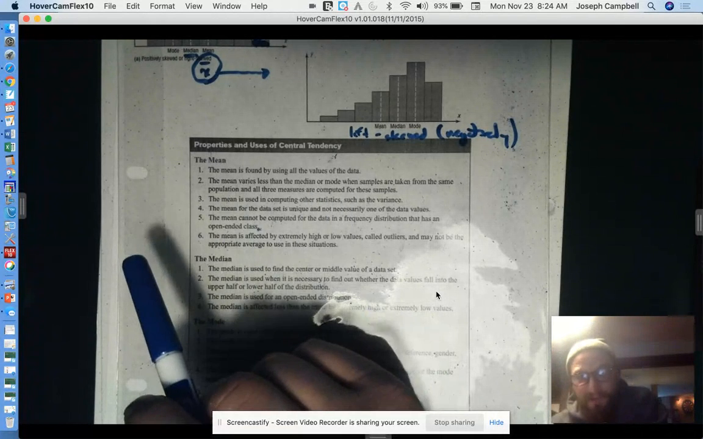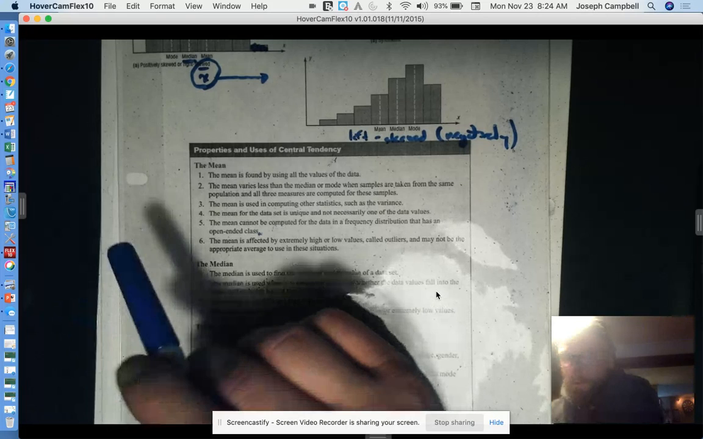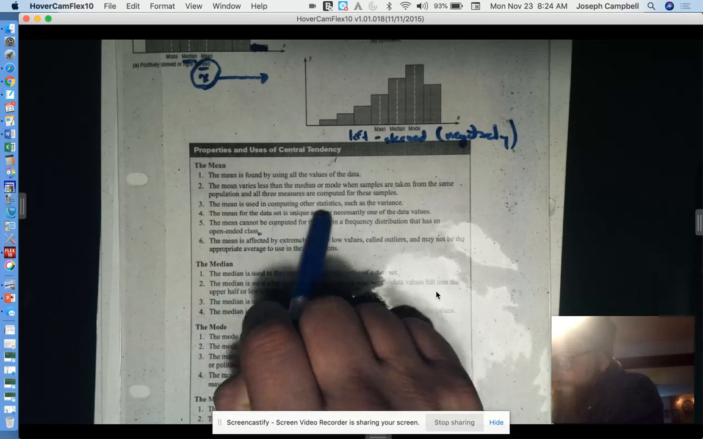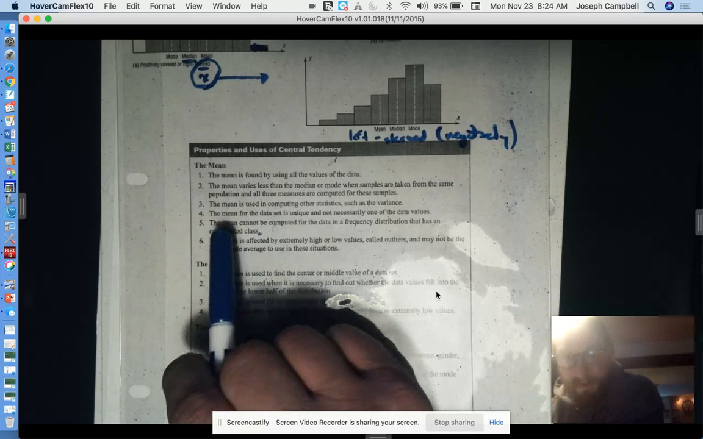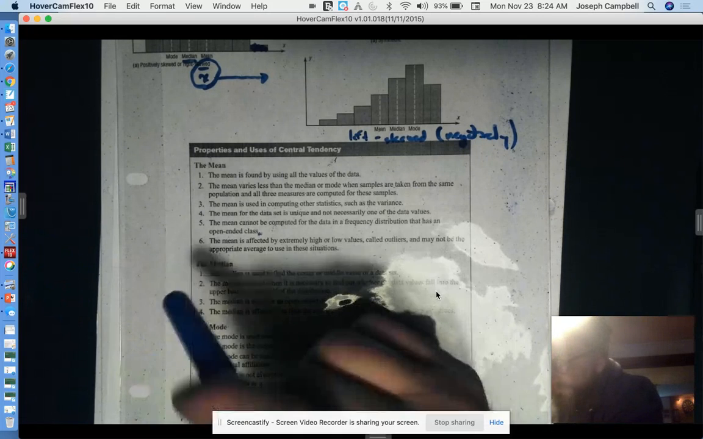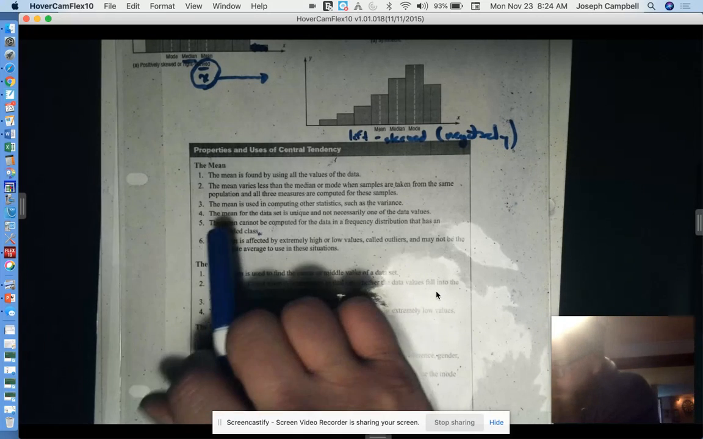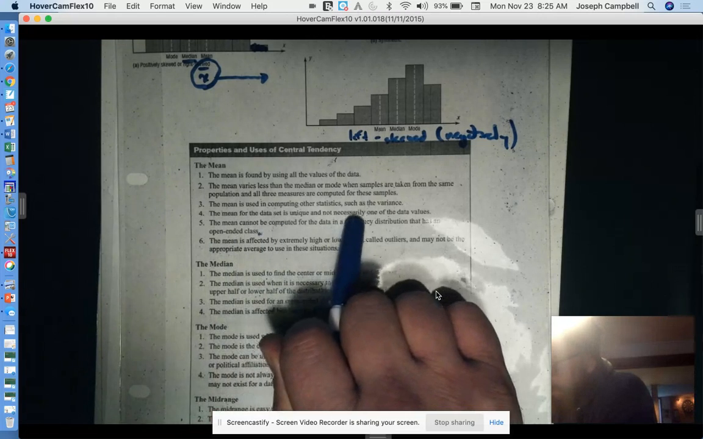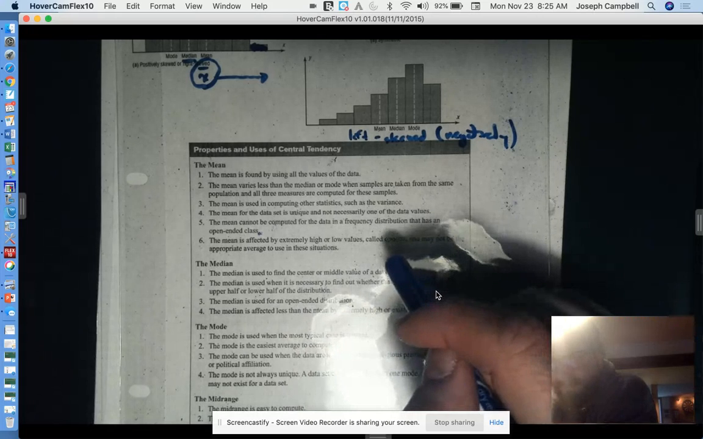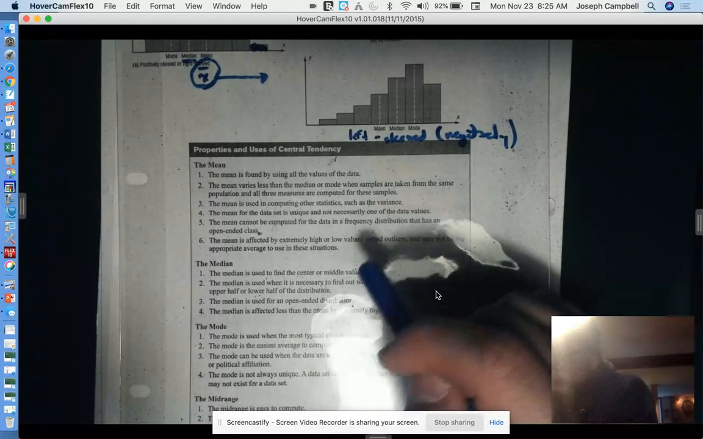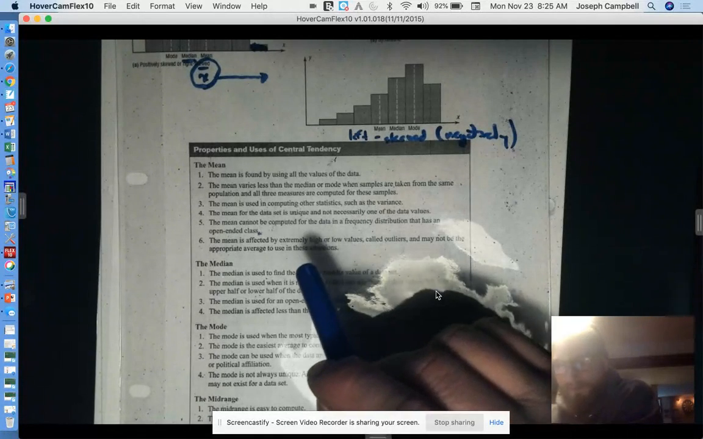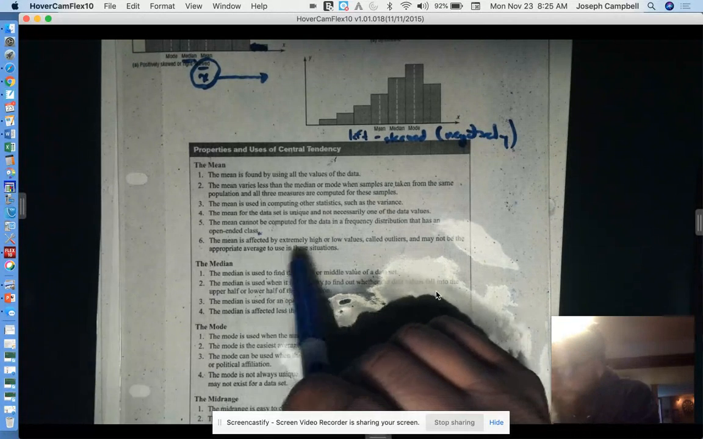So the mean is going to give you more of a consistent value if we're looking at samples taken from the same population. The mean is used in computing other statistics, such as variance, so the mean is important to have if you want to discuss other types of measures of the distribution, other types of statistics. So it might be nice to have that. The mean for the data set is unique, not necessarily one of the data values. This is true: the mean is computed from data values, but doesn't necessarily have to be a data value. This is different from the median and mode. The mode has to be part of the data set. The median could be part of the data set.